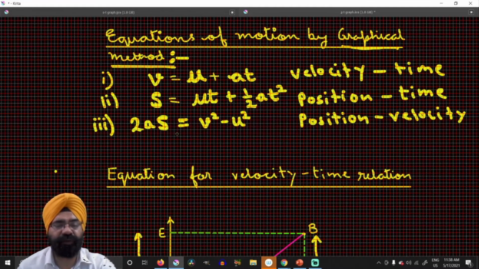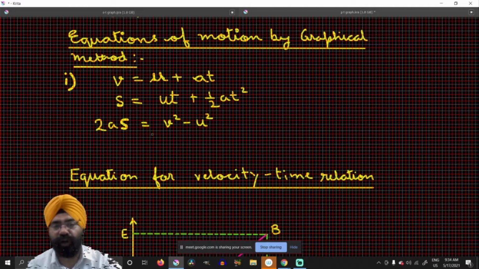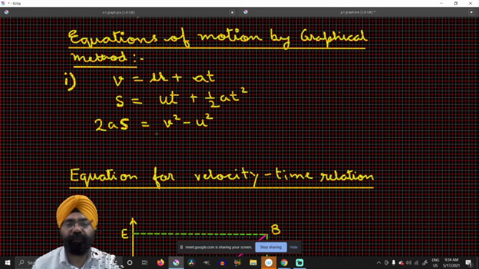Have all of you understood? So these are the three relations. We'll be using them to solve a few numericals also. But first, we need to derive them. Our syllabus says derivation by graphical method. So let's understand how to derive them graphically.